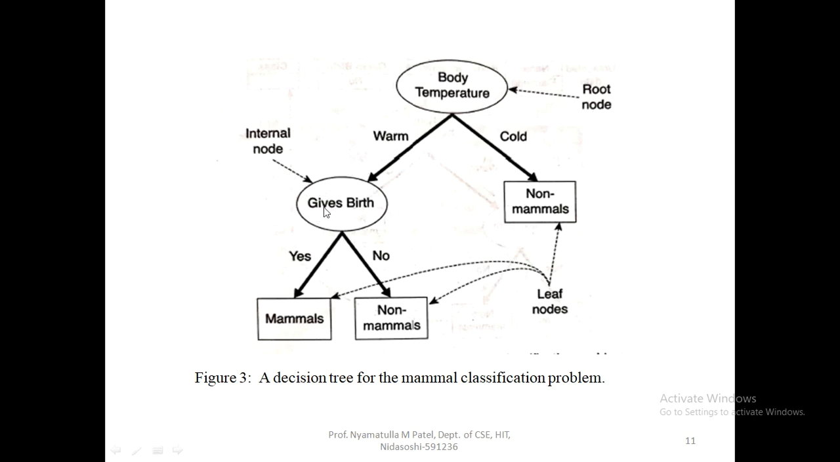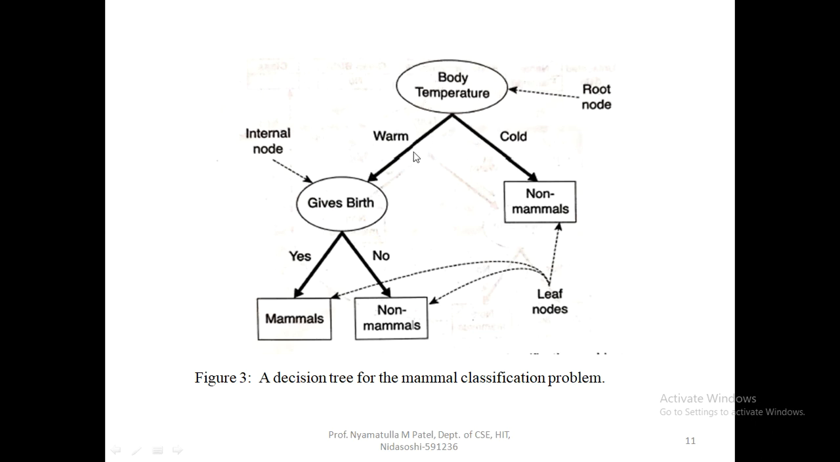Here also we are going to check one more condition, that is internal nodes. Here also I am giving a set of attributes, and based on that I am going to check to which class it belongs. So let us take, I want to classify whether a particular animal is a mammal or a non-mammal. The first attribute is body temperature, and body temperature is the root node.